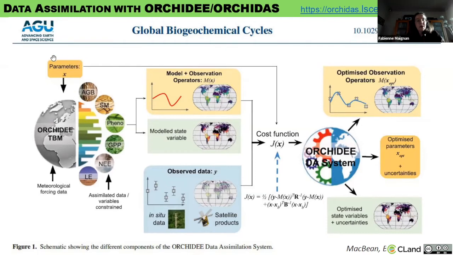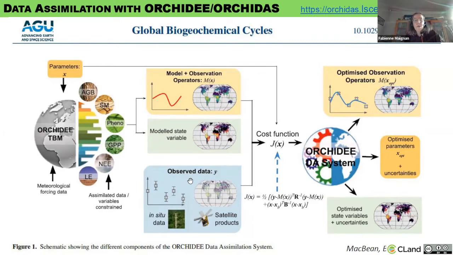This model is heavily parameterized. So we usually work with vectors of parameters that we will name X. So let's say we want to improve a model state variable here in green, so GPP for us, and we have a new set of observed data, either in situ or derived from satellite measurements. So for us here, it will be CIF.